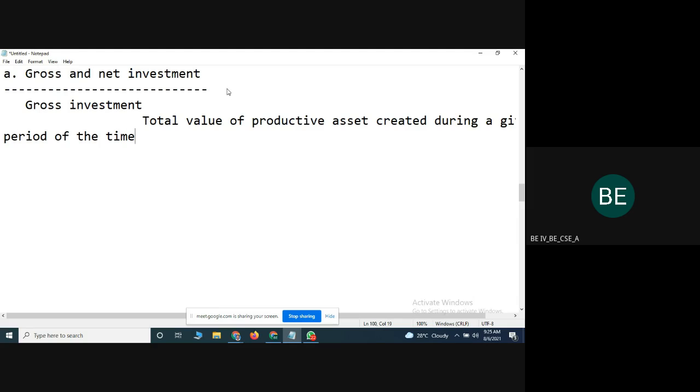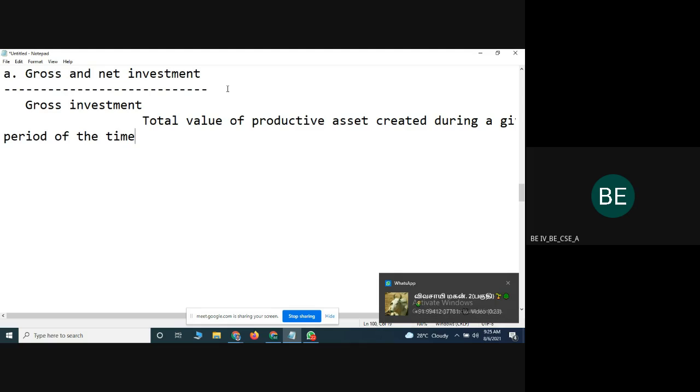For example, you are planning to start a production company. Now you have a certain amount of money in your hand. What are you going to do? You are going to invest. You buy land to start production, and you also purchase certain machinery. These are the things you do within one year. That we call gross investment.